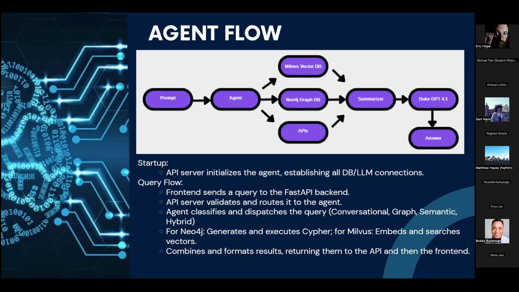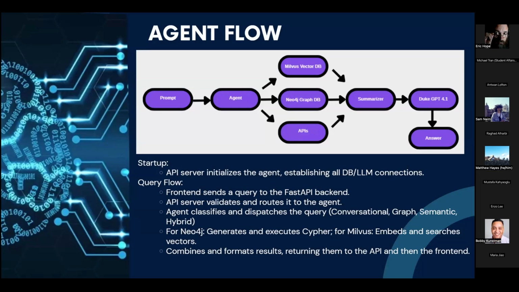This agent classifies the query. Is it conversational? Is it something that we're going to use the graph for, so relational? Is it semantic, where we're looking for a similarity? Or is it a prompt that is a hybrid of all of these combined? After it classifies this, it will send it to a function in our backend.